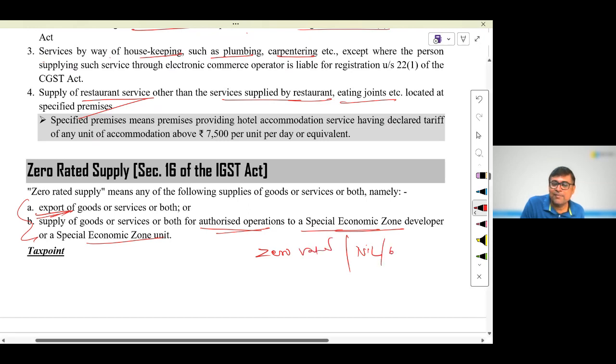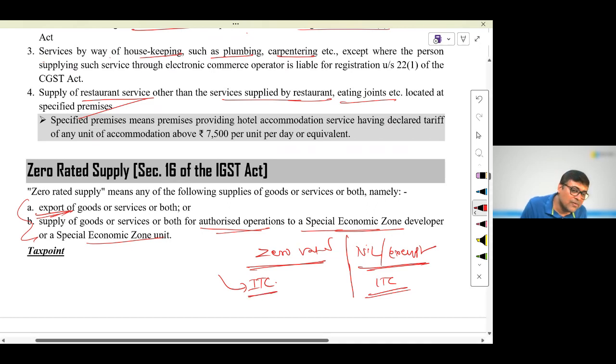We can say that exempt. In case of exempt supply, you are not eligible to take ITC of those items. However, in case of zero rated, you are eligible for ITC at the time of acquisition. Whatever GST is paid by you on those items, you are eligible for ITC, but you are not liable to pay any tax on the supply made by you in the course of export or through SEZ units or developer.